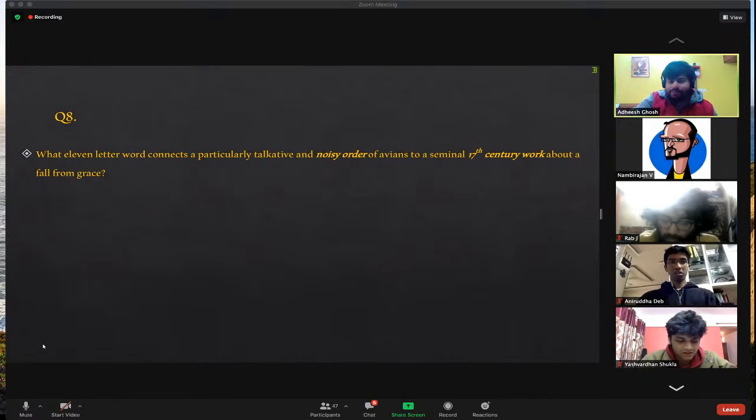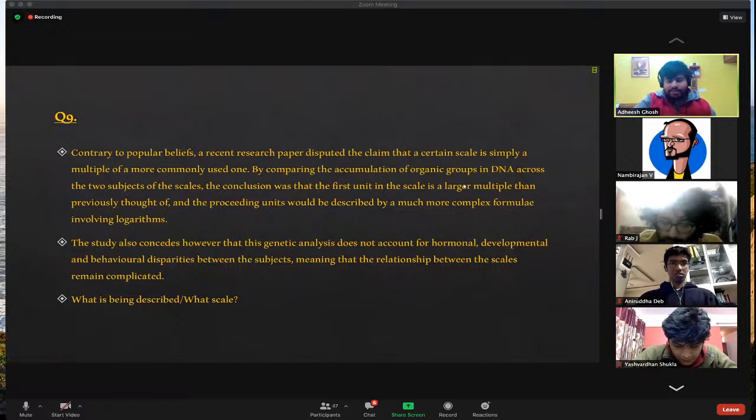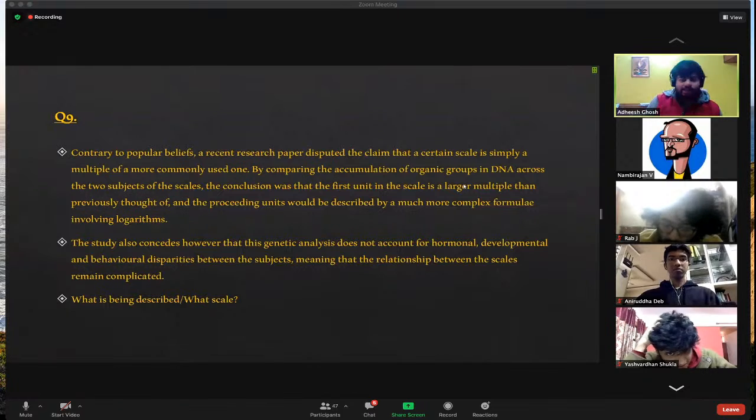And I will move on to question number 9 now, which is another star mark question. So, question number 9, here we go. Right, bit of a long question. Stay with me here though. Contrary to popular beliefs, a recent research paper disputed the claim that a certain scale is simply a multiple of a more commonly used one.